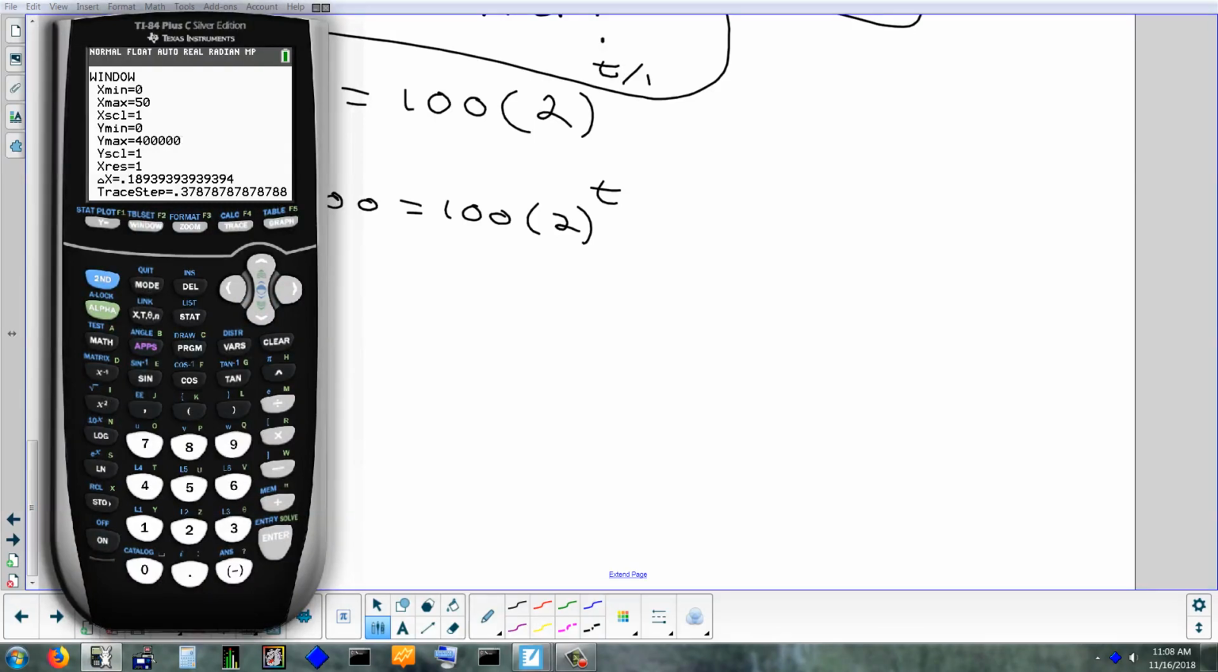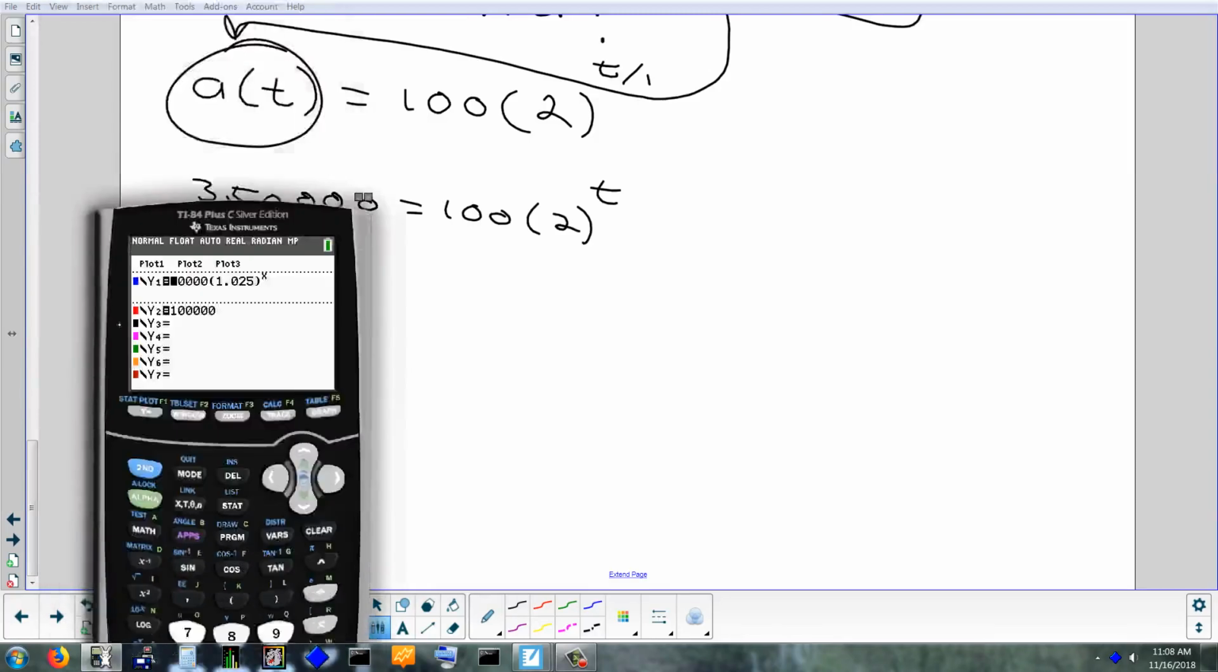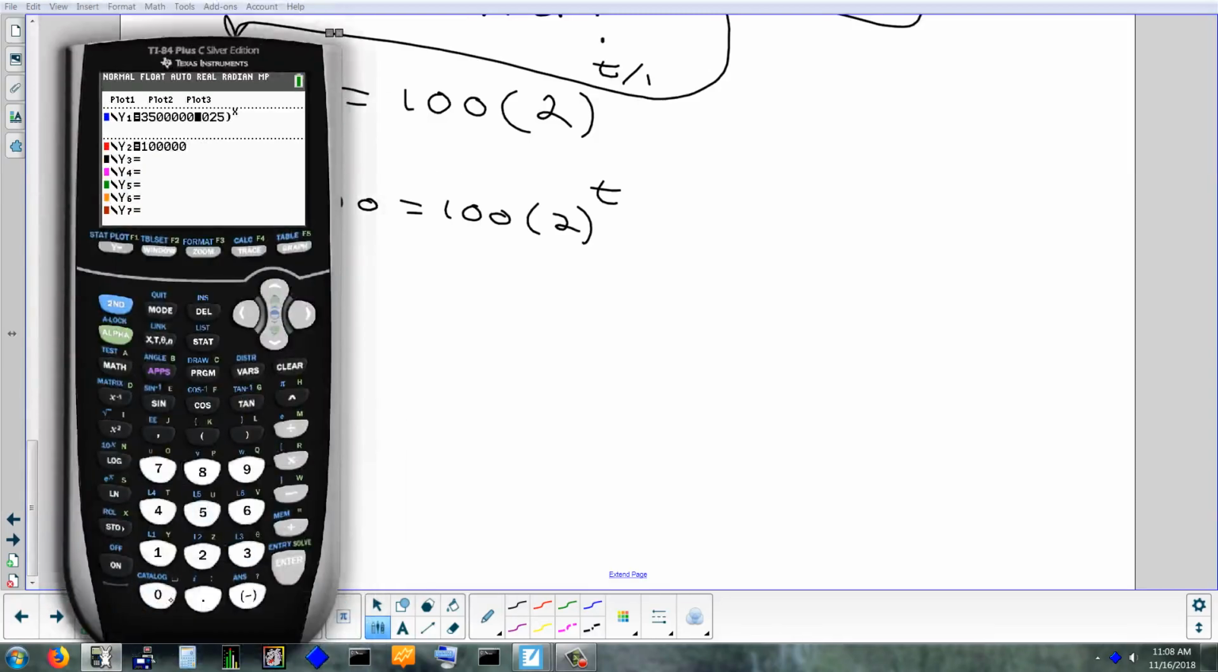Now, t is how much time has to go by. I don't think it's going to take anywhere near 50 hours. If it's doubling every single hour, I bet it's going to hit 350,000 way before that. So let's type it in and see. It doesn't matter which one you put in y1 and which one you put in y2. I'm going to put that in y1. I'm going to do 100 times 2 to the x. Remember, you can't use t as your variable. You always have to use x. And let's see what we get.